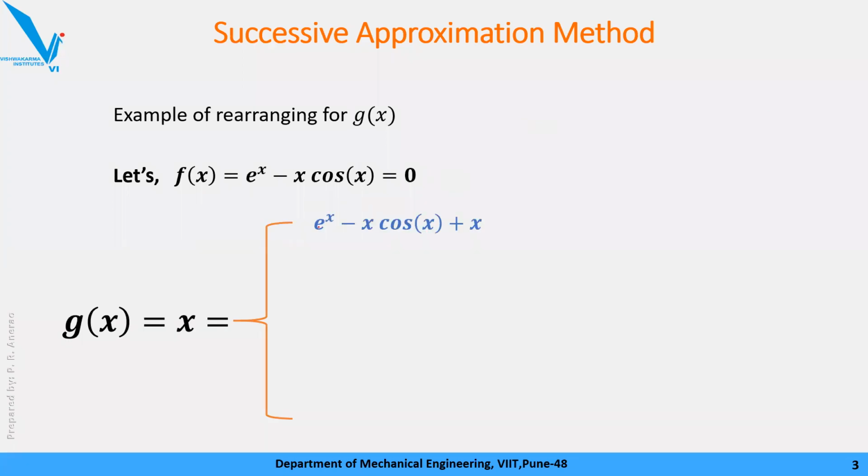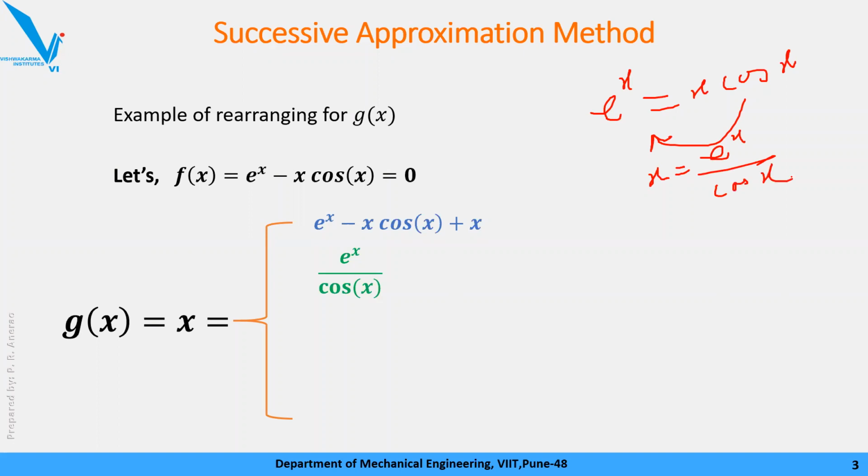So this is your first option, e raised to x minus x cos x, और add कर दिया इधर x, which is nothing but equal to x also. और second option what you can have, e raised to x divided by cos of x, right? इसको थोड़ा manipulate कर लिया, e raised to x equal to x cos x, फिर x इधर ही रखते, we'll take this cos x on this side, so I'll get equation x equal to e raised to x divided by cos of x. Okay, this is your second option.